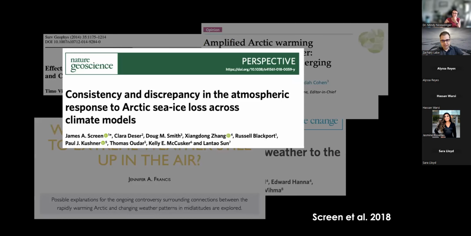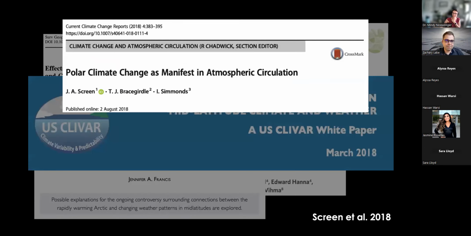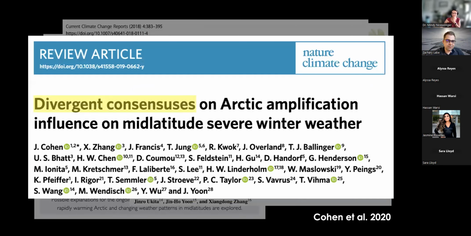So, going forward, over time, you can see more and more work on this topic. And then the most recent review paper on this topic came up with a title which makes me laugh: Divergent Consensus on Arctic Amplification Influence on Mid-Latitude Severe Winter Weather. I'm not 100% sure what divergent consensus means, but in summary, it means that we still have a lot to learn.